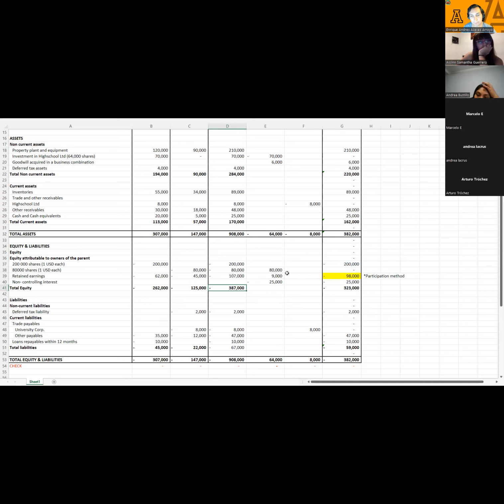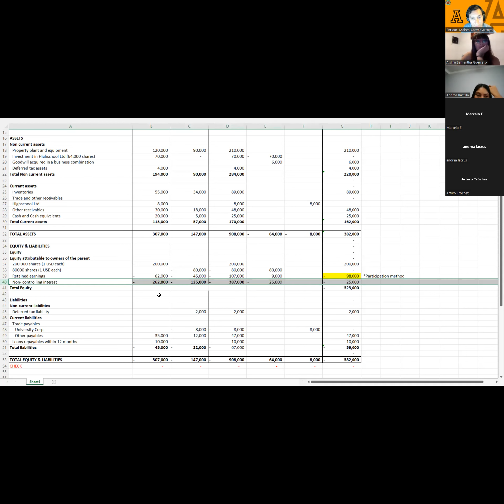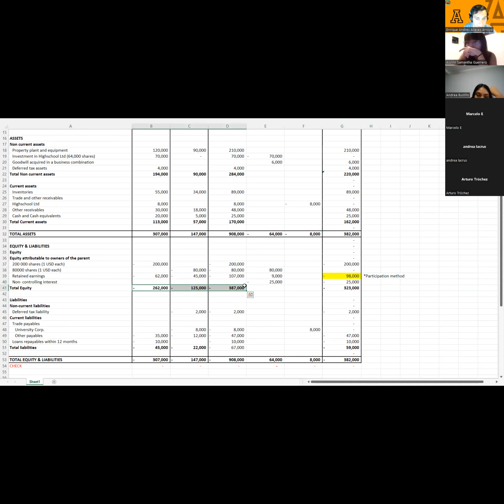Oh wait, in that cell, what did you do? I just put the thing is that I did this row. I put that row at this level. But this is the total row, not the non-controlling interest row. The non-controlling interest is what we recognized at the beginning.